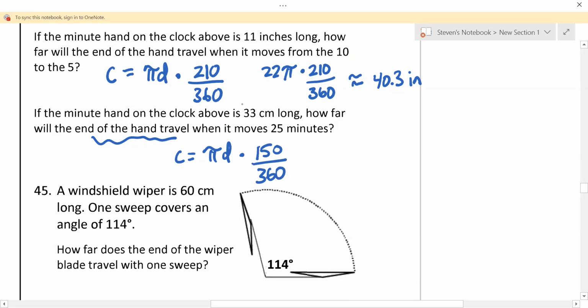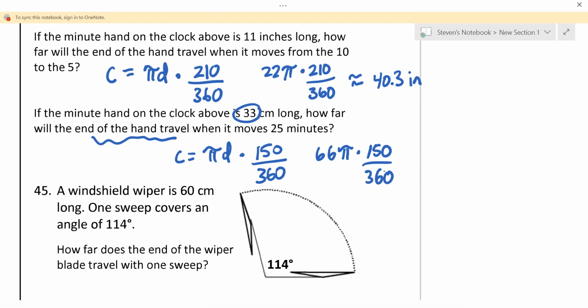Again, the diameter, so it said that the minute hand was 33 centimeters long. So 33 is the radius, times 2 is the diameter. So 66 is the diameter. So 66 pi times 150 out of 360. Now we just let the calculator do the work. 66 times pi times 150 and then divided by 360. And I got 86.4. So we're going to say approximately 86.4 centimeters.